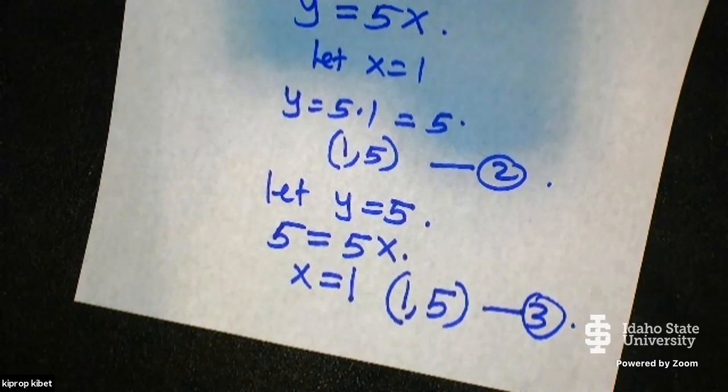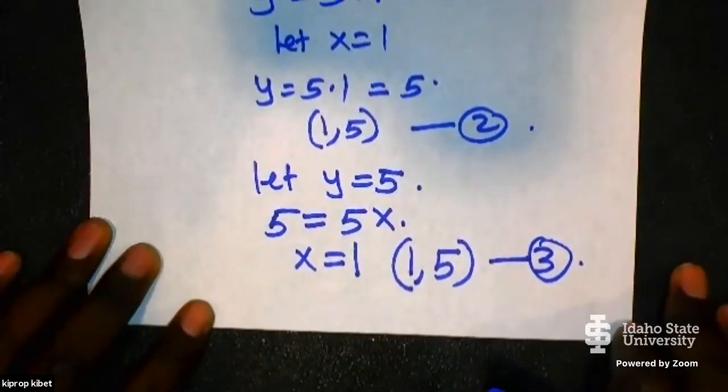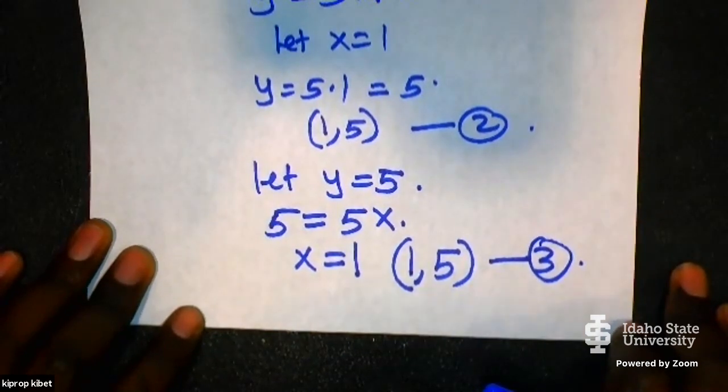Is that not the same point as number 2? Yeah, number 3 and number 2 are the same points. Oh, they are the same points. Okay. All right, so we can get another point. So we can let what?